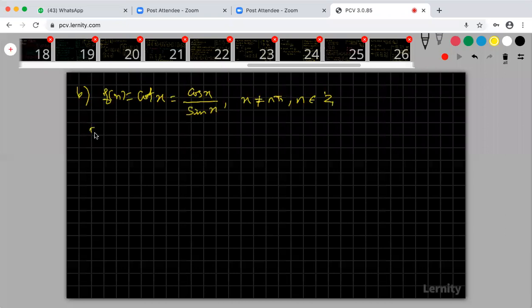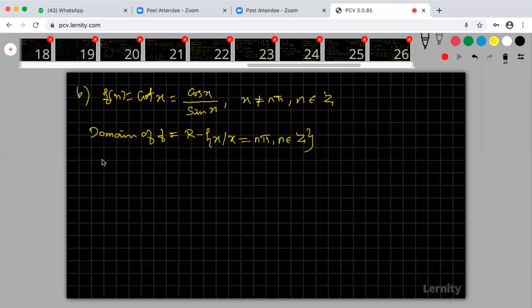Right? What about the domain? The domain of f. What is the domain of the function? The domain is the set of all real numbers, excluding these values, because for these values the function is not defined. So the domain is x not equal to n pi, n belongs to Z.